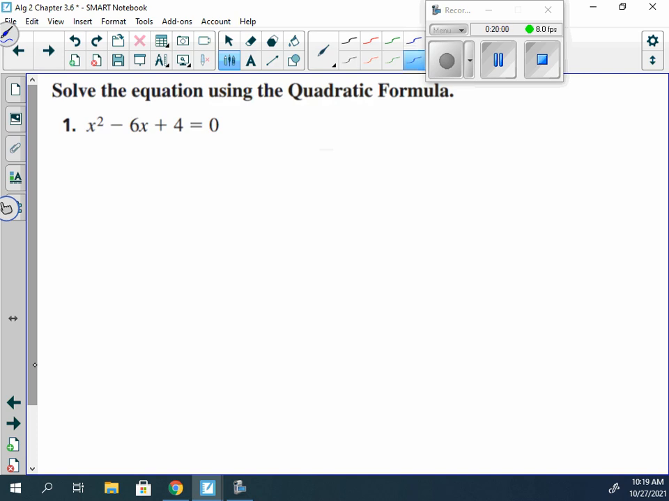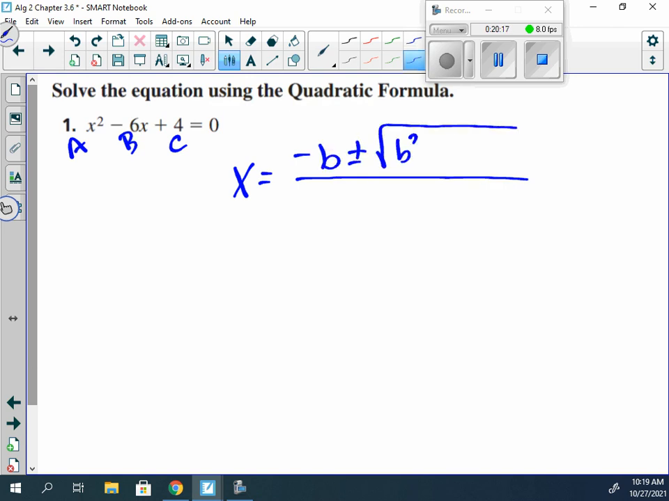Now this one here, is the equation equal to 0? Well, yes, it's already equal to 0. So we can see the values of a, b, and c. x is equal to negative b plus or minus the square root of b squared minus 4ac all over 2a.